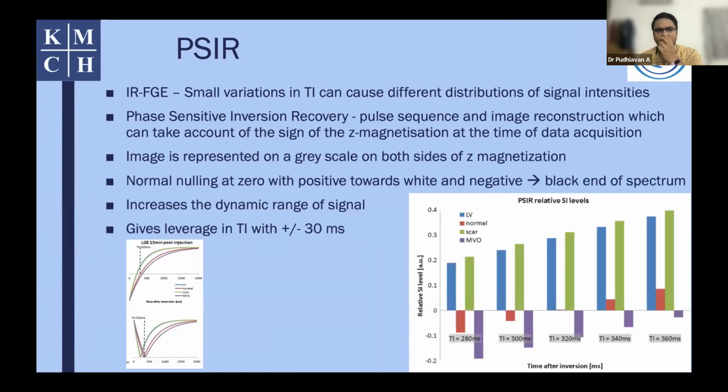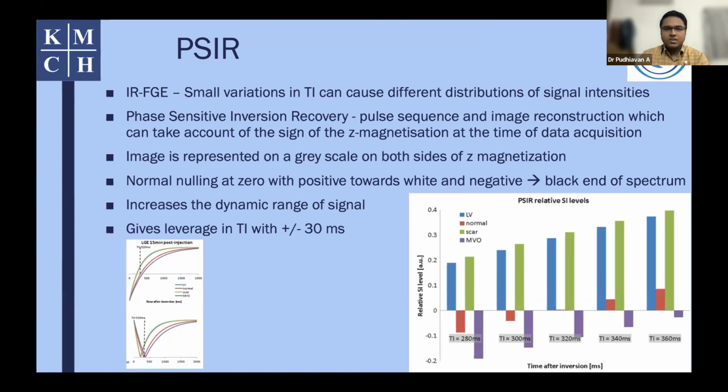So the problem with inversion recovery FG sequences is that even a small variation in picking the correct TI time can result in different distributions in the signal intensities of the image. So you will have to be very careful in selecting the TI time for nulling the normal myocardium. So to overcome this difficulty, we use something called a phase-sensitive inversion recovery sequence, which is nothing but a pulse sequence where the image construction takes into account the sign of the Z magnetization at the time of data acquisition.